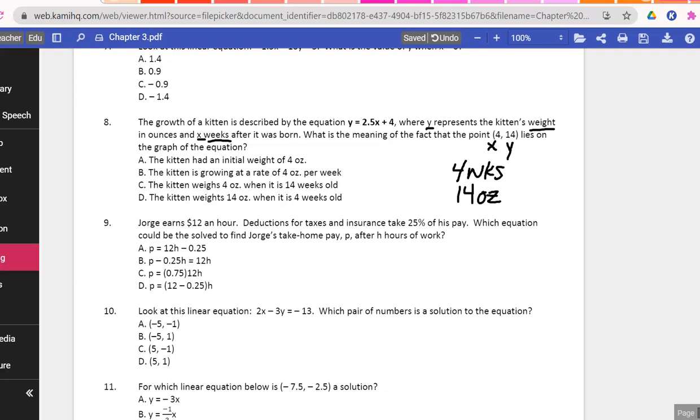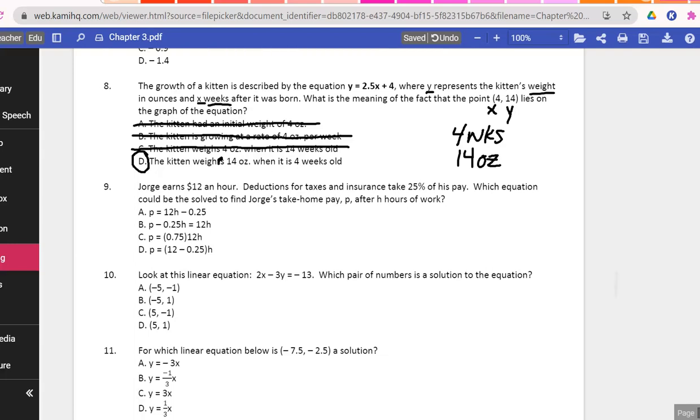So answer choice A, the kitten had an initial weight of 4 ounces. That's not what this is telling you. Answer choice B, the kitten is growing at a rate of 4 ounces per week. Also not what this information is telling you. C, the kitten weighs 4 ounces when it's 14 weeks old. No, that's backwards. Also, that would be a really little 14-week-old kitten, but that's a whole other discussion. Answer choice D, the kitten weighs 14 ounces when it's 4 weeks old. That's the answer choice you want to choose.